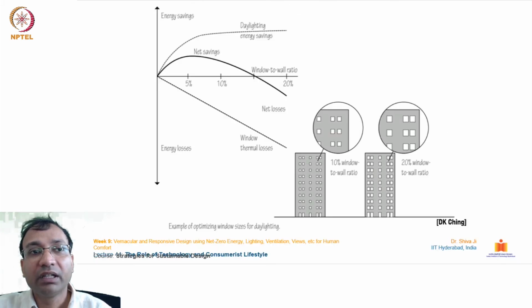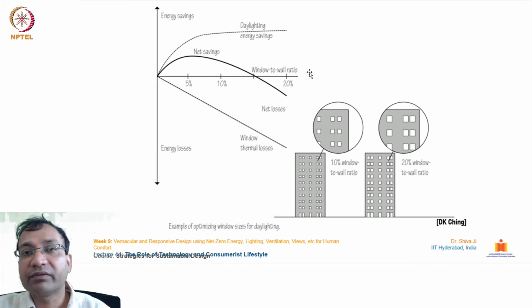Further, in the next illustration, it is shown how to optimize window sizing for daylighting. In this illustration, the first figure shows a 10% window to wall ratio, WWR. Here it is a 20% window to wall ratio. In both of these situations, you can see how it drives the net saving.